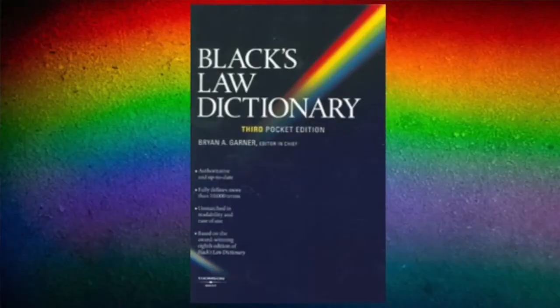Then the next most important thing you need to look up the meaning of words is a Black's Law dictionary. There's two types of language. There's common language and there's the real meaning of words. Here's Black's Law dictionary. Why is there a rainbow on the cover of Black's Law dictionary? Do you think it's there by accident? Or because it looks pretty?